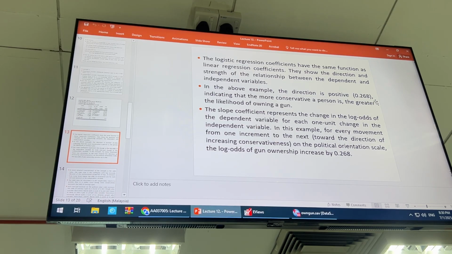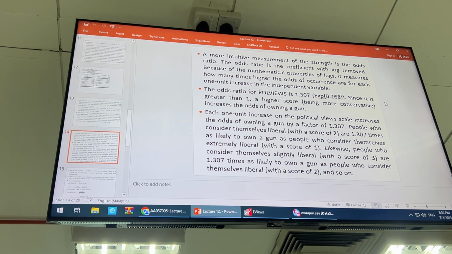And then the slope coefficient represents the change in the log odds of the dependent variable for each one unit change in the independent variable. In this example, for every movement from one increment to the next towards the direction of increasing conservativeness on the political orientation scale, the log odds of gun ownership increased by 0.268. A more intuitive measurement of the strength is the odds ratio. The odds ratio, as explained earlier, is the number of occurrences over non-occurrences, success over non-success.